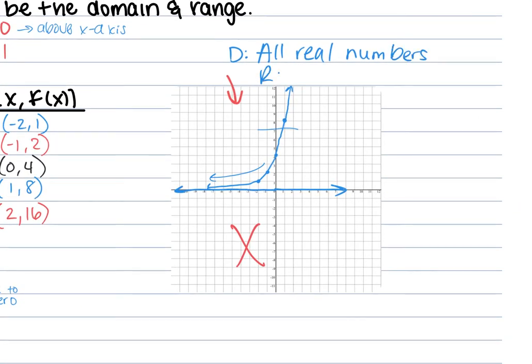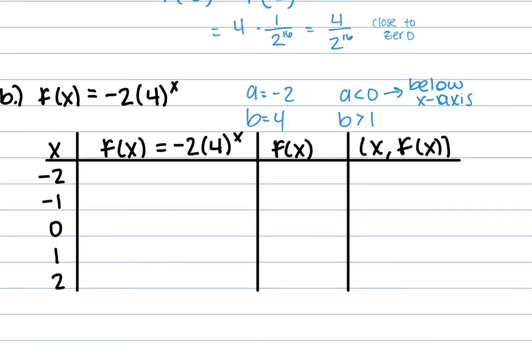But our range is not all real numbers. Our range are the y values. And I told you that y will get really, really close, but never actually touch 0. So y needs to be bigger than 0 because our graph exists above y equals 0. So since a is negative, our graph is going to be below the x-axis. And since b is bigger than 1, it's going to be increasing to the right.